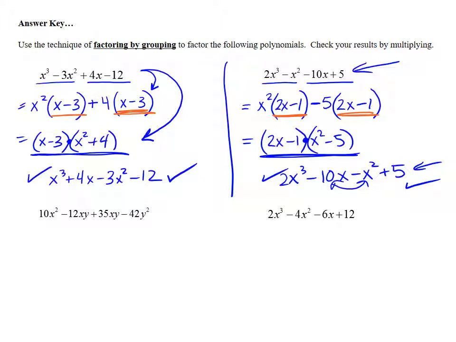Next 2, we've got 4 terms again, 10x squared minus 12xy. There are 2 things in common here. There's a 2 and an x.